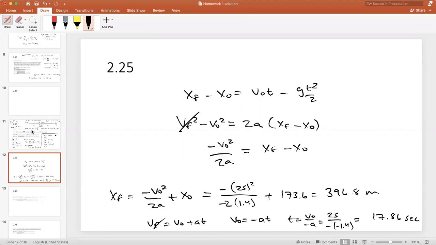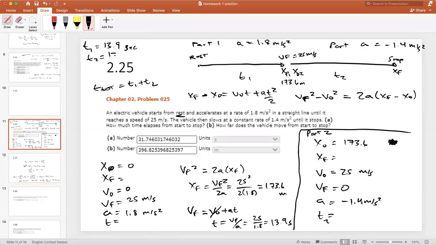If I go back to here, if this is 17.86 seconds, to get the total time, I just add those two numbers. So plus 13.9, I get 31.75. My number's a little bit off from rounding. Sorry, I'm dyslexic apparently. 31.75 seconds is what I get.